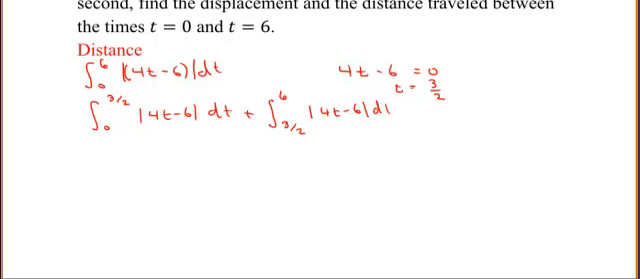Now, between 0 and 3/2, say at 1, this is going to be negative, so change the sign, which is what the absolute value will do. This would be the integral of 6 minus 4t dt, plus, say at 2, between 3/2 and 6, this will be positive, since 4 times 2 minus 6 is positive. So from 3/2 to 6, the absolute value does nothing.